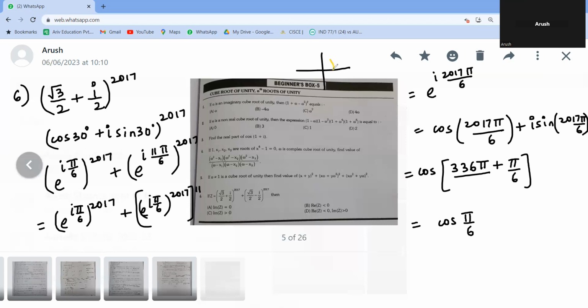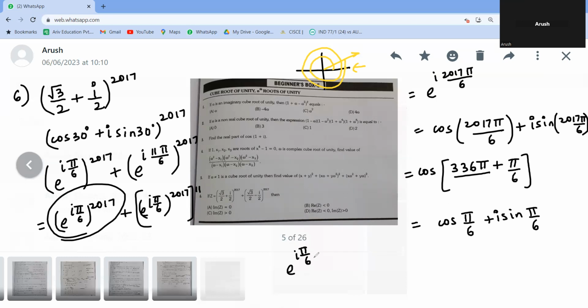See, do you realize Arush, this is 1 pi, this is 2 pi, this is 3 pi, this is 4 pi. तो 336 pi भी यहाँ पे आएगा. It's like odd on that side, even on this side. Plus pi by 6, so this is actually first quadrant. So it's positive. So this now becomes cos pi by 6 plus i sin pi by 6. Okay, so is it safe to say that e raised to i pi by 6 raised to 2017 is as good as e raised to i pi by 6?